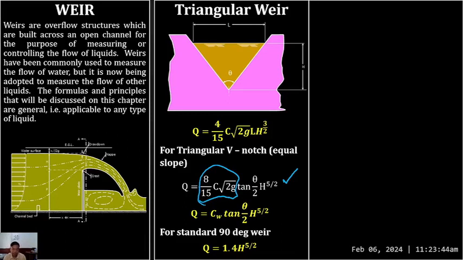Yan yung letter na gagamitin natin or variable, no, to denote the wear factor. Kaya yan naging Q equals CW tan theta over 2 H 5 halves. Okay? Now, if your triangular weir is 90 degrees, so ito lang yung formula natin. Q equals 1.4 H raised to the power of 5 halves.